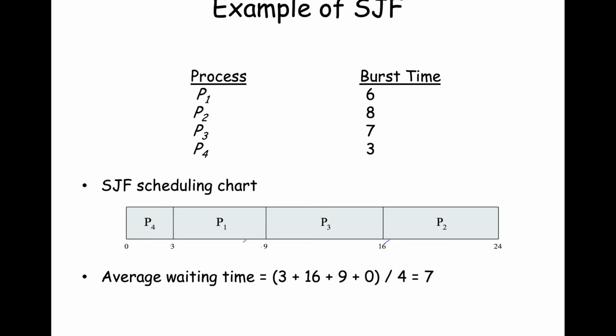So now if we look at the average wait time, we have a 3 millisecond wait time for process P1. So there's P1's wait time. Process P2 has a 16 millisecond wait time. Process P3 has a 9 millisecond wait time. And then process P4 has a 0 millisecond wait time. So we add all these up and divide by 4 to get the average, and that's an average of 7 millisecond wait time.